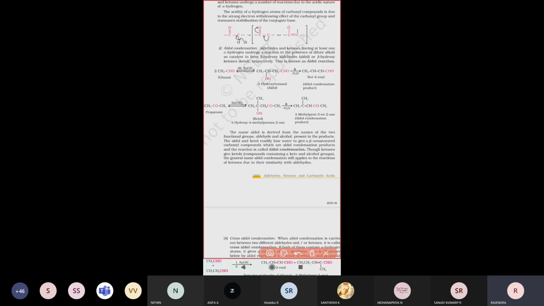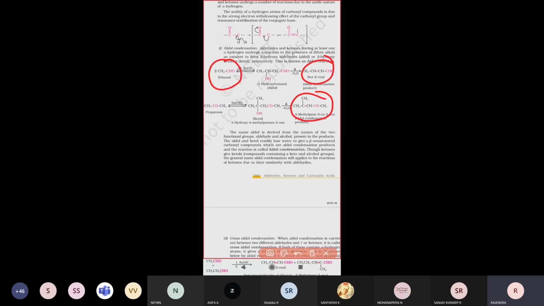When we apply heat to this ketol, 4-methylpent-3-en-2-one will form. So if you use a ketone, this is the product that forms. If you use an aldehyde, butenal is the product that forms. So depending upon the functional group, different types of compounds form, right?